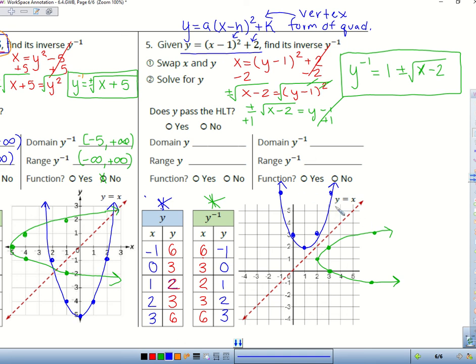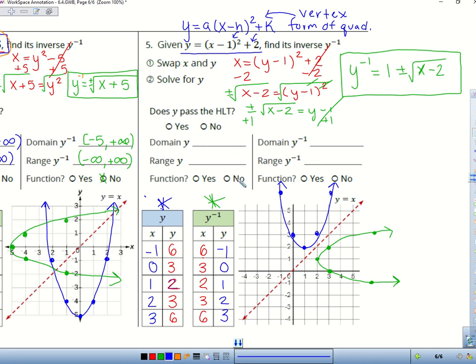Do they look like inverses? Would this be a red flag if you saw this and thought you did something wrong? Do these look like reflections over the line? Symmetrical. Yeah, they're symmetric. So you just want to verify they look like inverses. If something looks completely off, then you might want to look over your work.